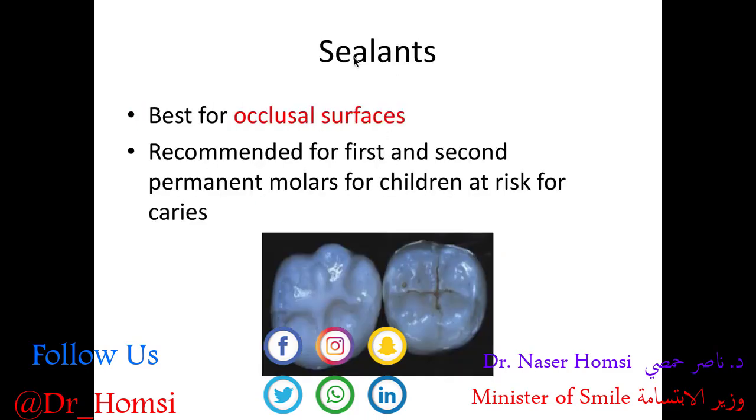Now, fluoride is believed to be least effective on occlusal surfaces. Remember, fluoride was really good on those smooth surfaces, but not so much in the cracks and crevices of the teeth. And that's where sealants come into play. They're really good for the occlusal surfaces, and they're recommended for first and second permanent molars for children at risk for caries.